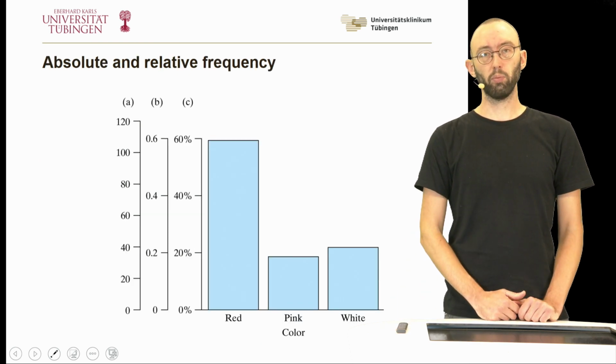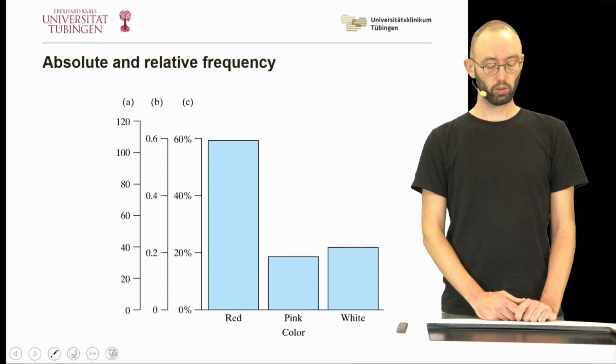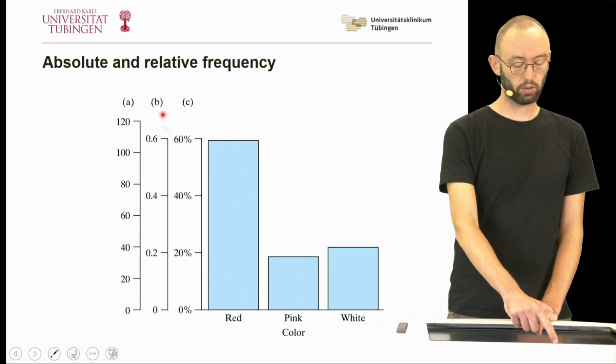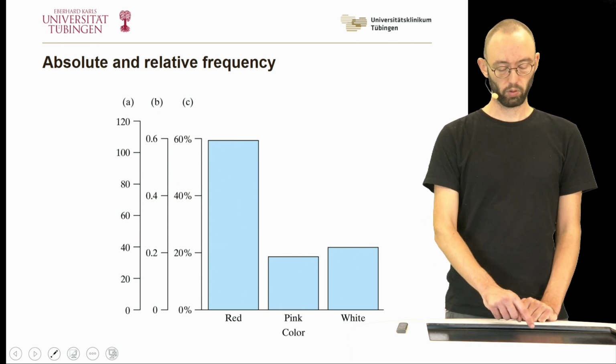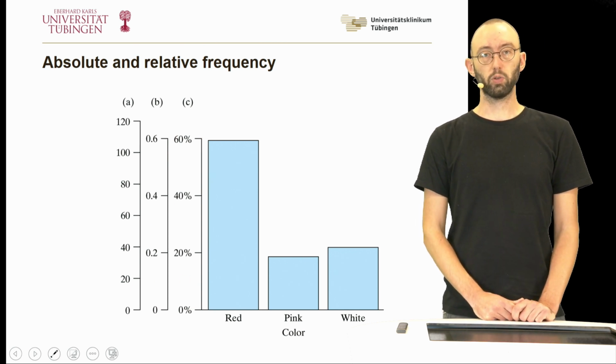Alternatively to the absolute number of points in any of the categories that you find in your sample, you can also show the relative frequency or the percentage of values. You just have to label your axis accordingly.